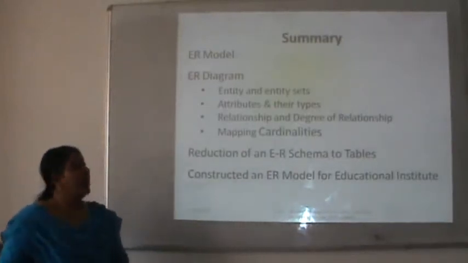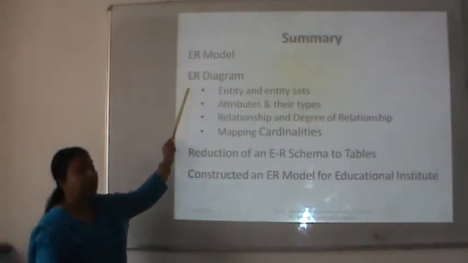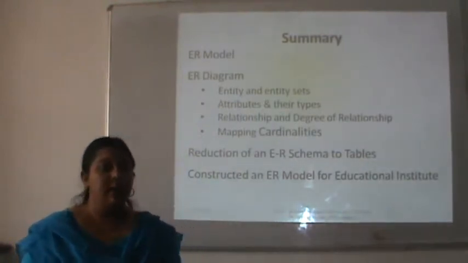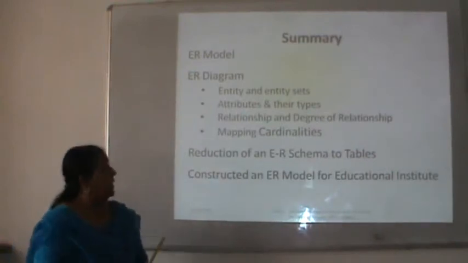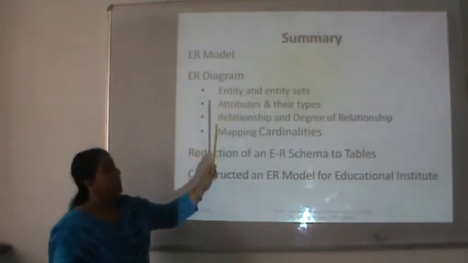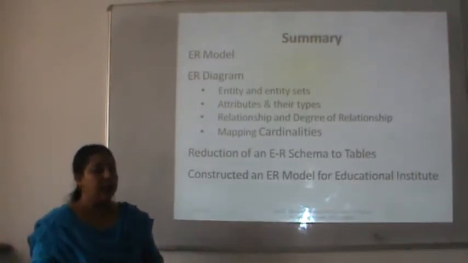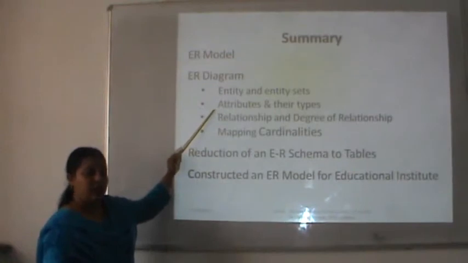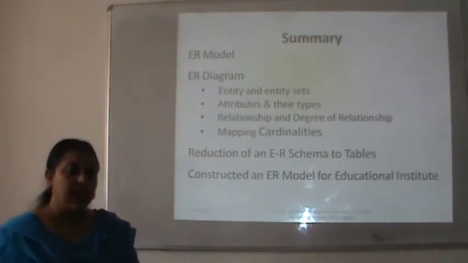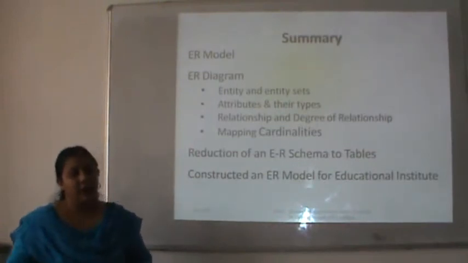To summarize, we learned the ER model and how to draw ER diagrams, which consist of entities and entity sets. Entities are objects, there may be a person, place, thing, or class. A collection of similar type of entities is called an entity set. Every entity is identified by a number of properties associated with it. These properties are called attributes, and we have different types of attributes: simple attributes, composite attributes, derived attributes, single-valued attributes, multi-valued attributes.